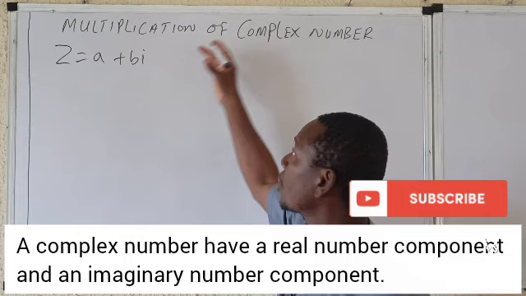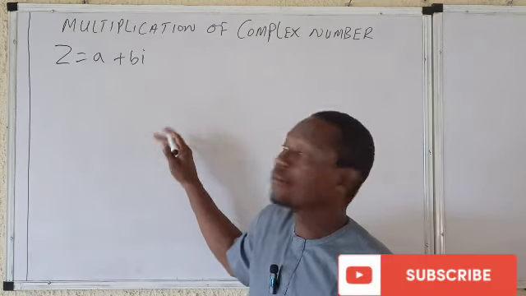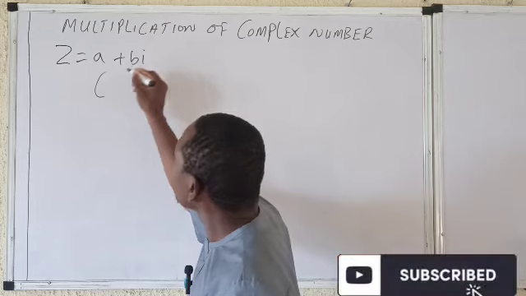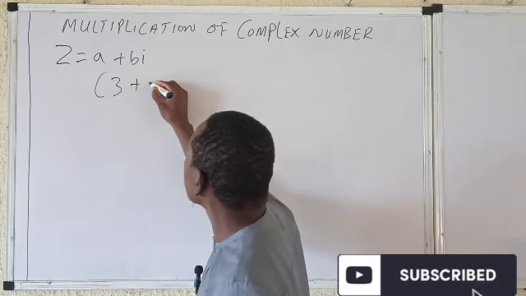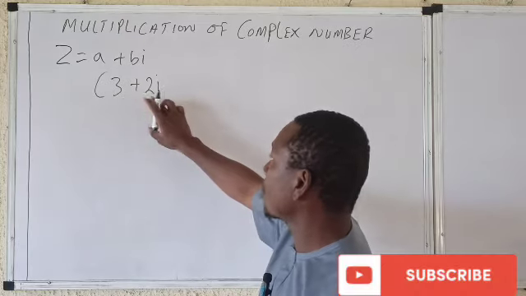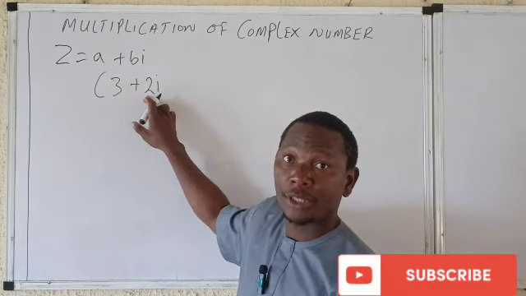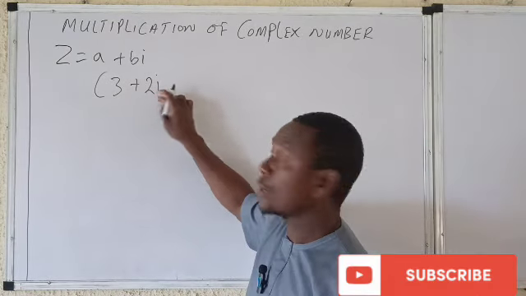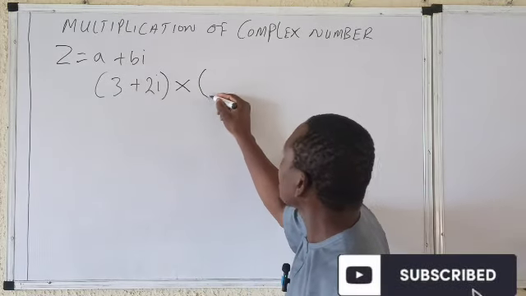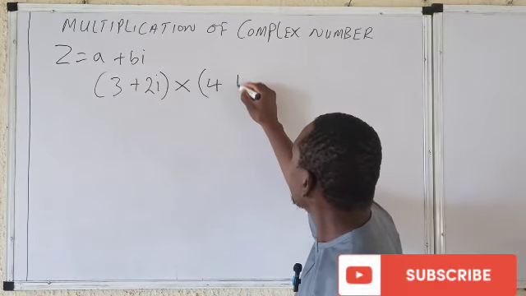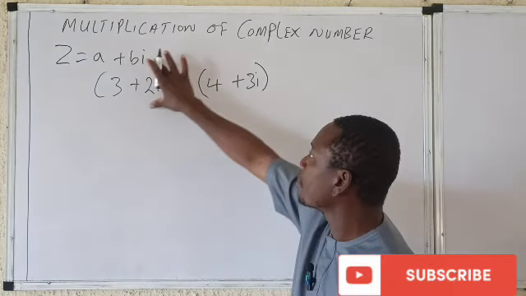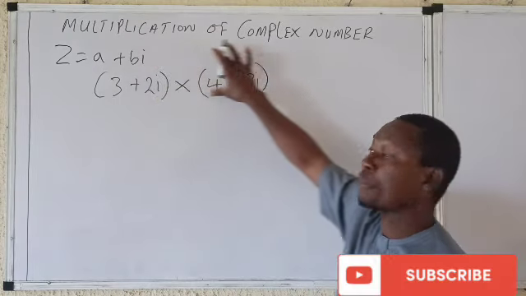So let's assume that this is a complex number. We'll have, for example, 3 plus 2i. This is the real component, this is the imaginary component, and this is the coefficient of the imaginary unit. Okay, so we want to multiply this with another complex number. Let's assume that this will be 4 plus 3i. So we want to use this complex number to multiply this complex number.